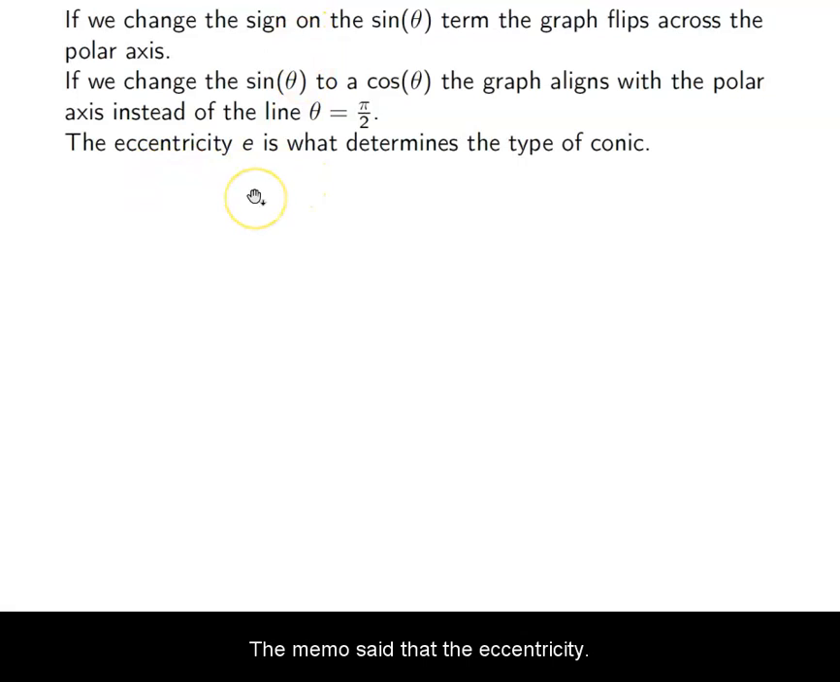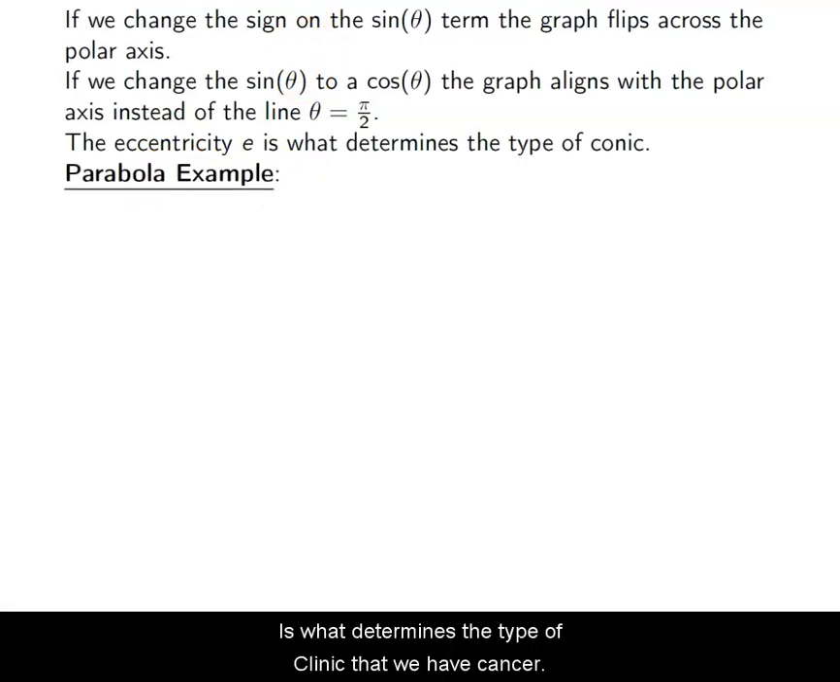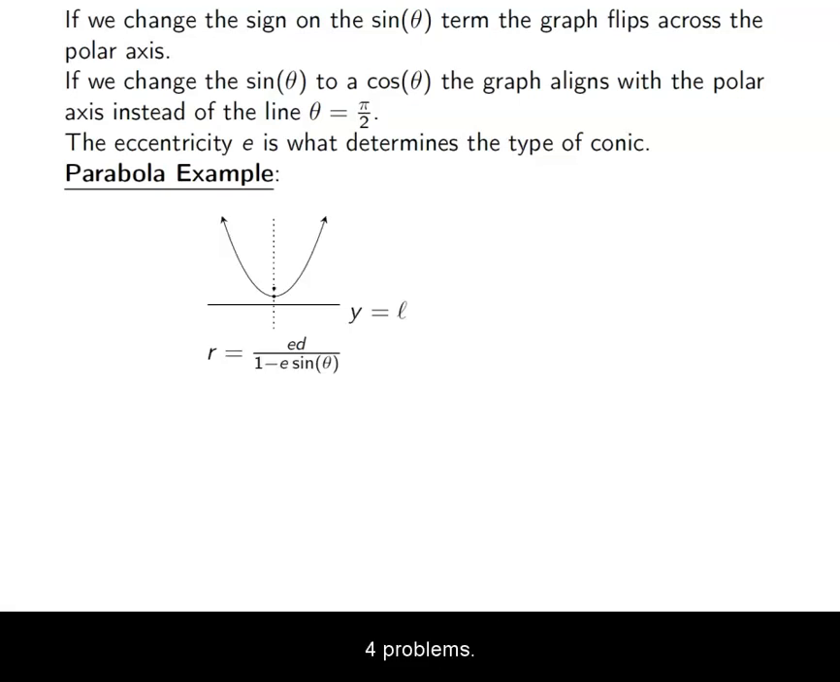So remember we said that the eccentricity is what determines the type of conic that we have. For a parabola, we will have an equation that looks like this: e times d, where the distance d is the length between the focus and the directrix. So it'll be r equals ed over 1 minus e sine theta.